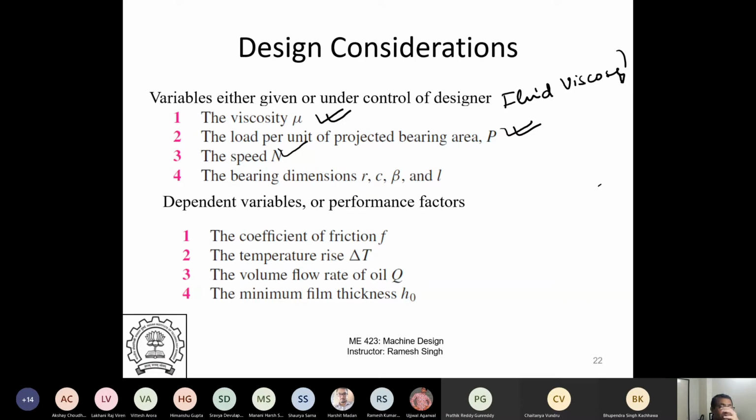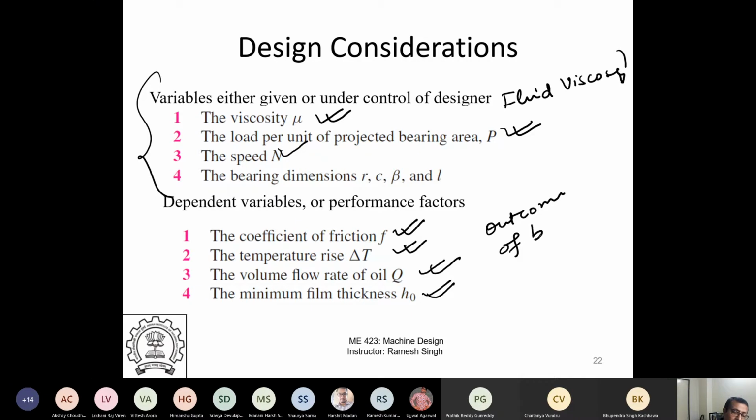Then there are dependent variables. Once you define all this, there will be some dependent variables which will be coefficient of friction F, temperature rise delta T, fluid flow Q, and then H naught. These will evolve. These you do not have control over. This you have control over. This will just be an outcome, for lack of a better word, of the bearing action.